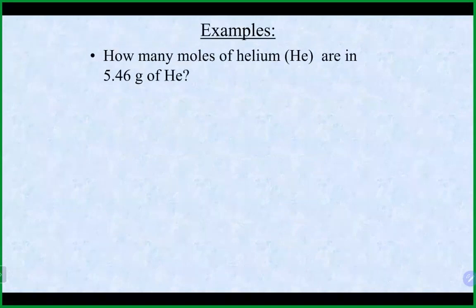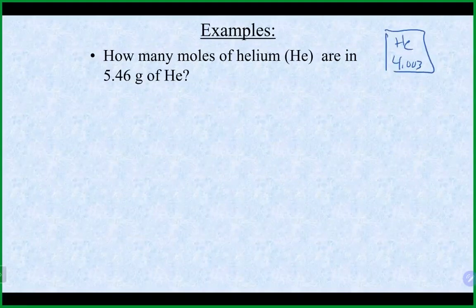All right, how many moles of helium are there in 5.46 grams of helium? If you look at the periodic table where helium is sitting, it will say 4.003 underneath it. So give it a go, see what you come up with. Okay, let's take a look.